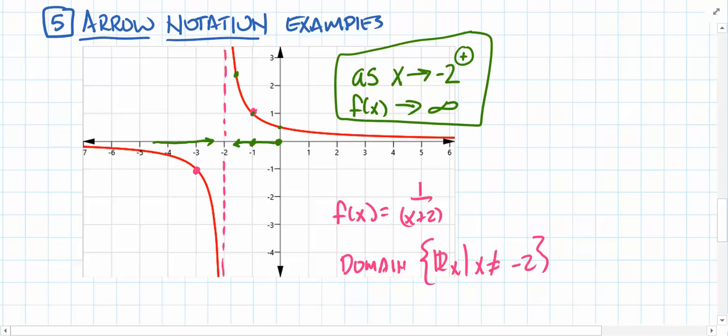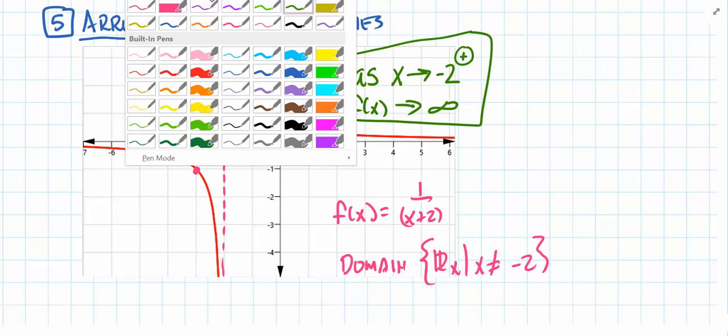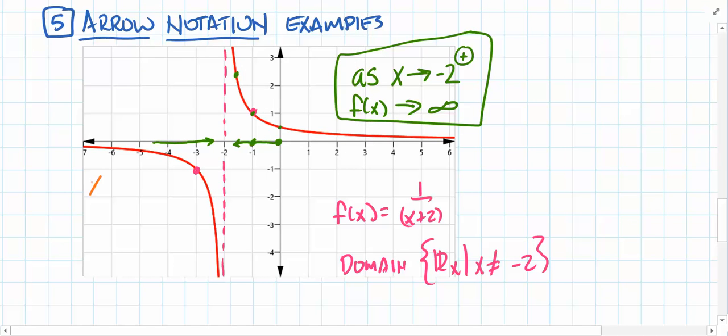Alright, well, let's approach it the other way. I'll give you a different color here. We'll go orange. So as x approaches negative 2 from the left, and there would be a minus sign there, where does my function go? It goes to a different place. F of x approaches negative infinity, not an 8, negative infinity.